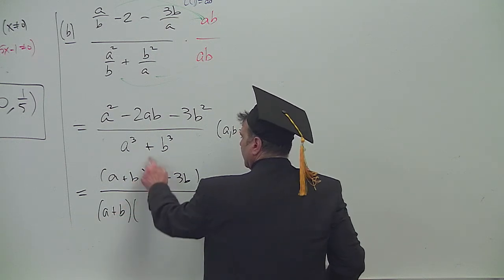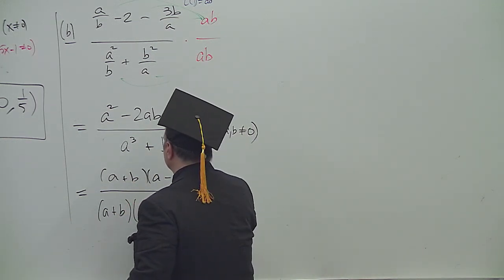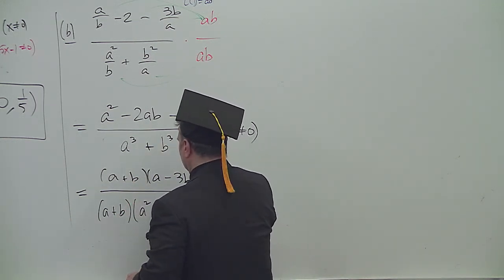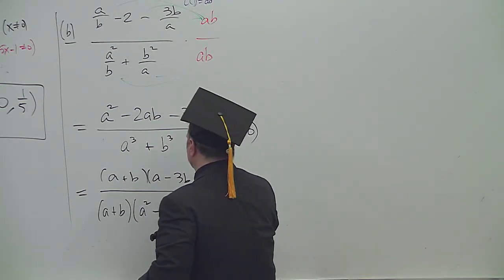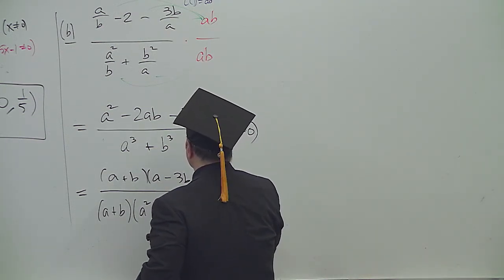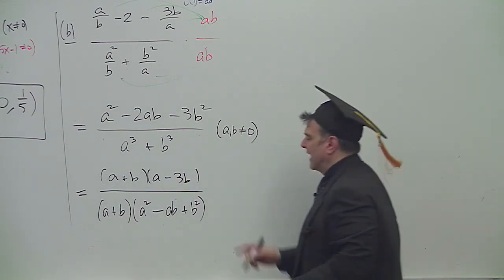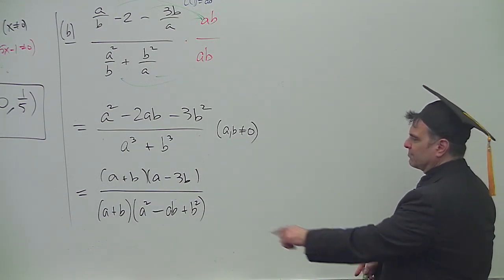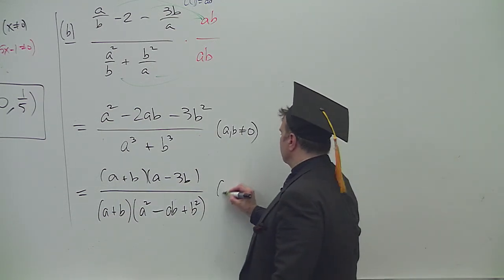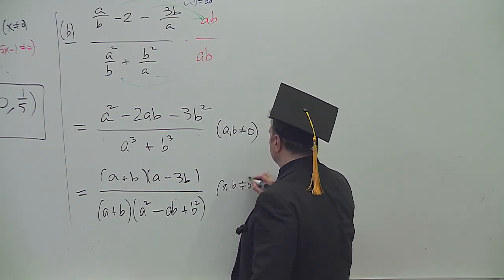It's a plus b with the same operation, and then a squared, and then the opposite operation minus the product, ab. The last operation is always plus, SOAP. Same, opposite, always plus, SOAP. Equal to 0.